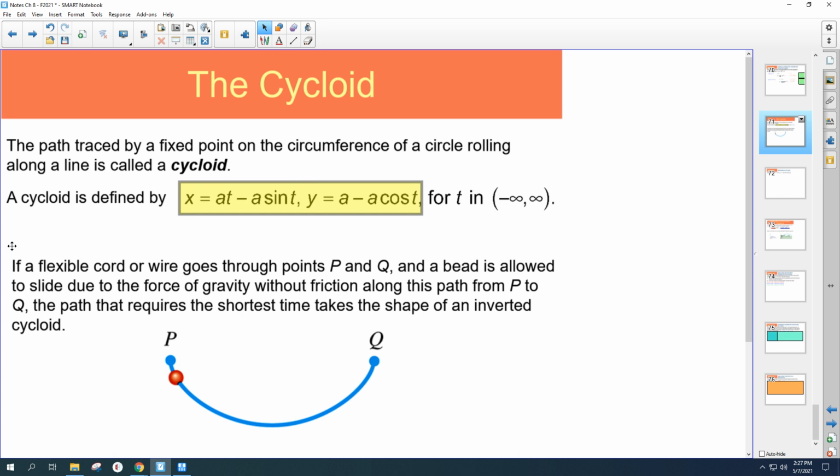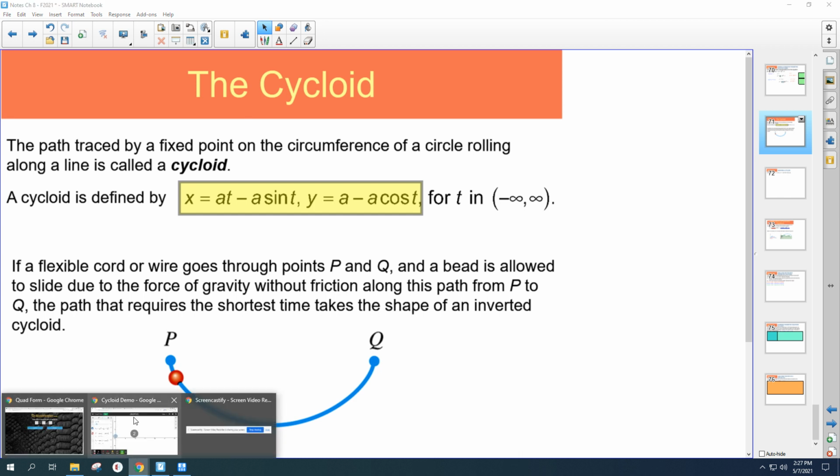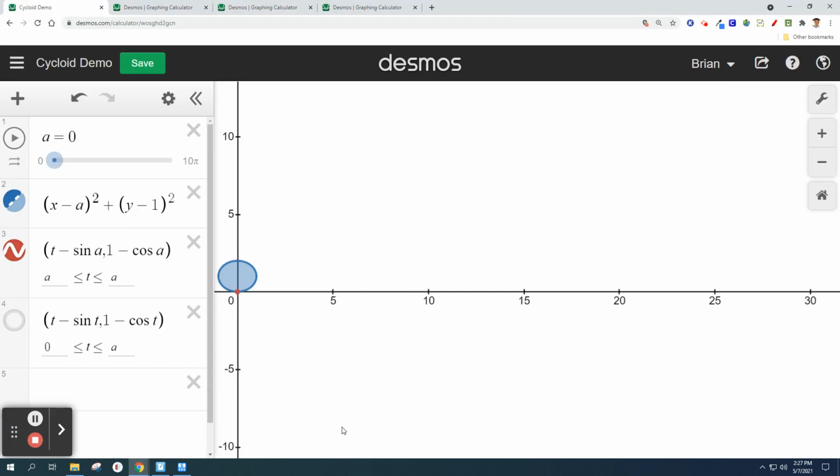I know that's kind of hard to understand, so I've got a demo here I'll show you in a second. This is talking about a flexible cord with a bead on it. If you're just holding a cord by both ends and it droops down, a bead would slide kind of like this fixed point on this cycloid. But let's look at this, okay?